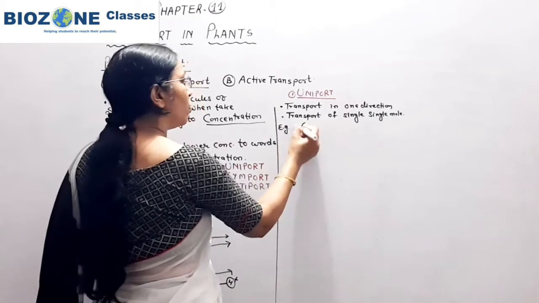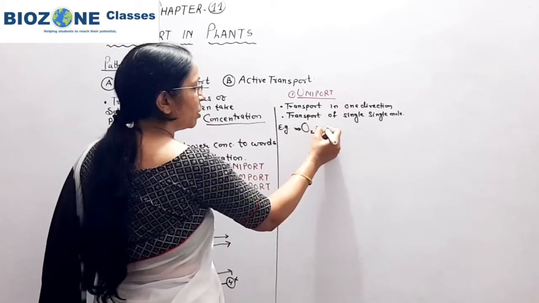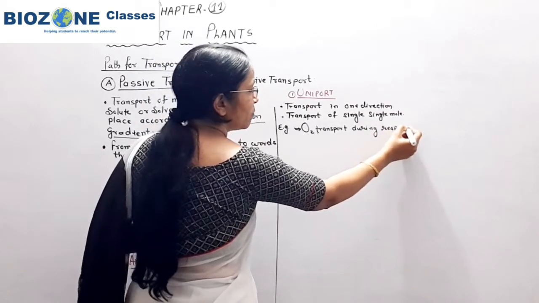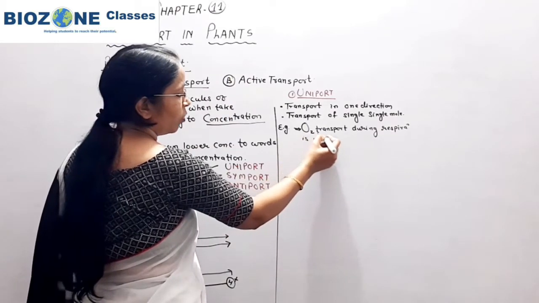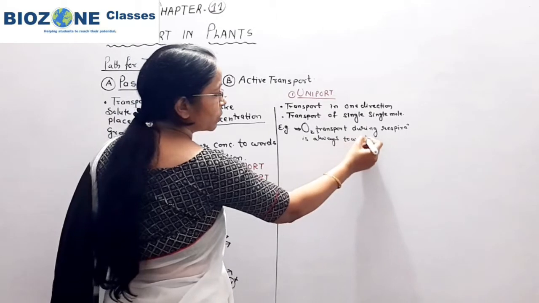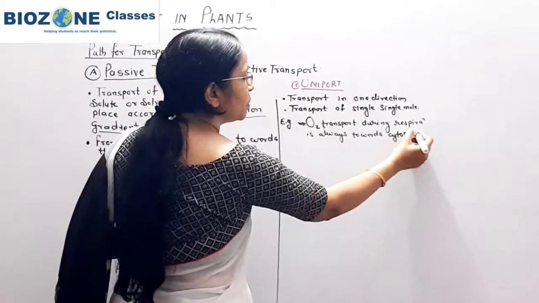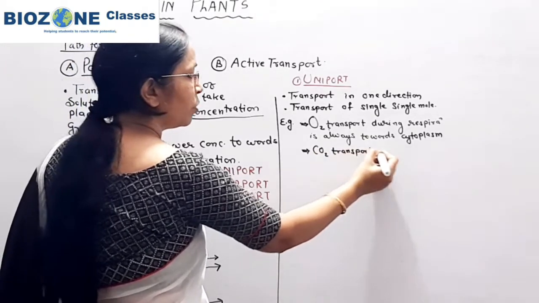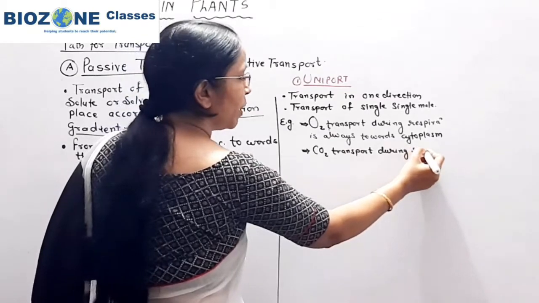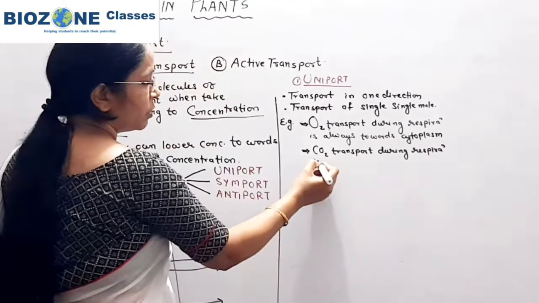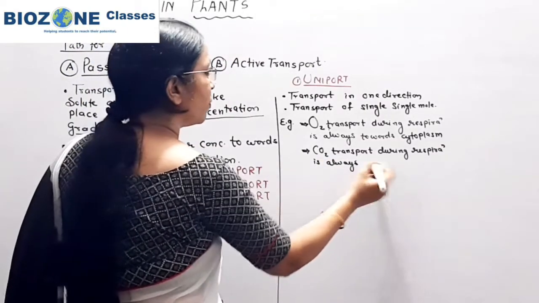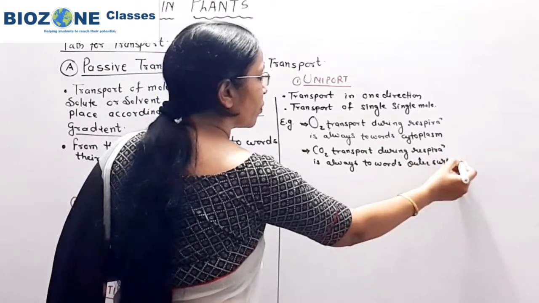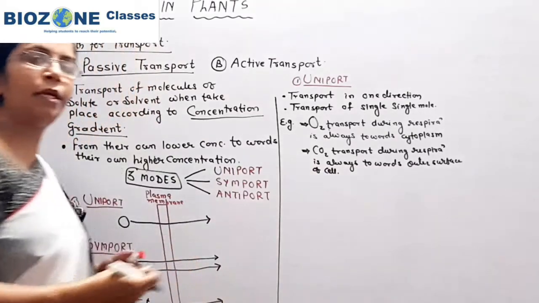Example, oxygen transport during respiration is always towards the cytoplasm. Similarly, carbon dioxide transport during respiration is always towards the outer surface of the cell. That means the carbon dioxide always comes out.